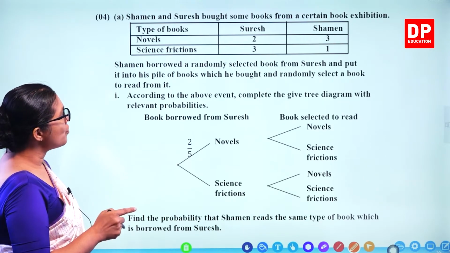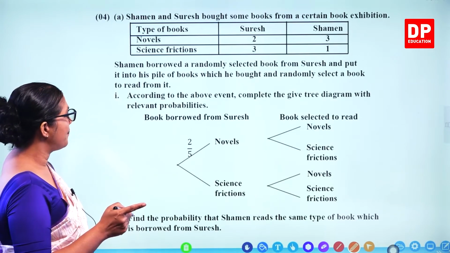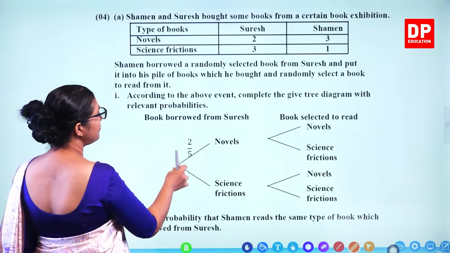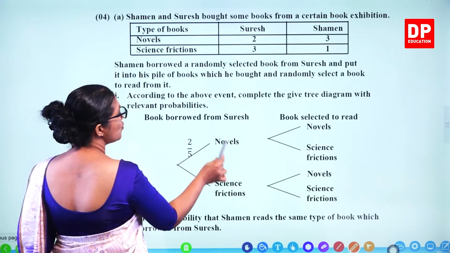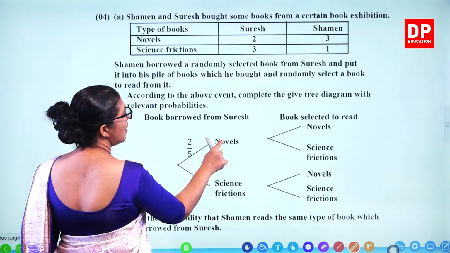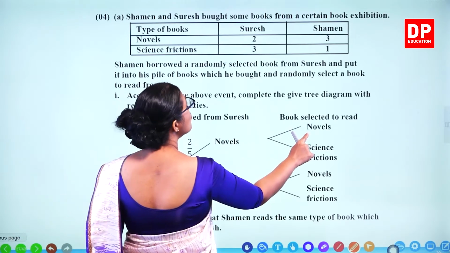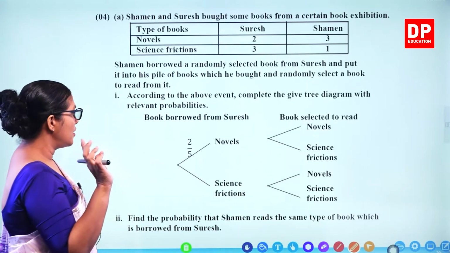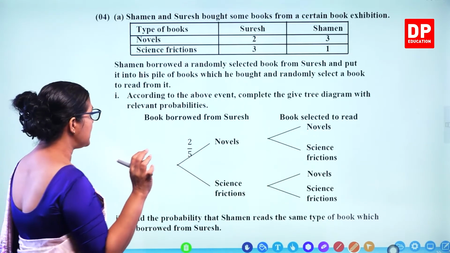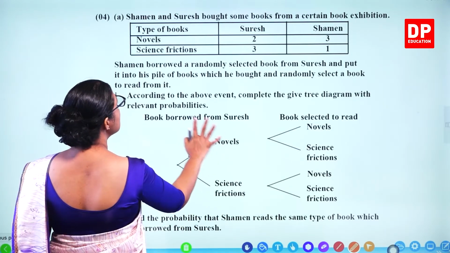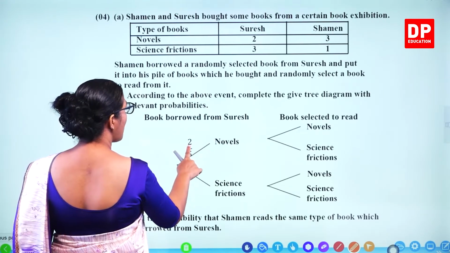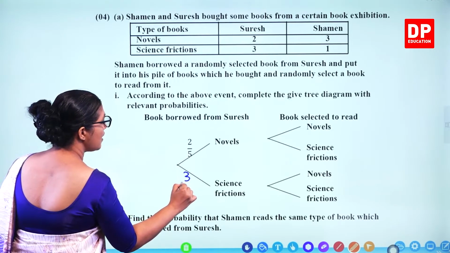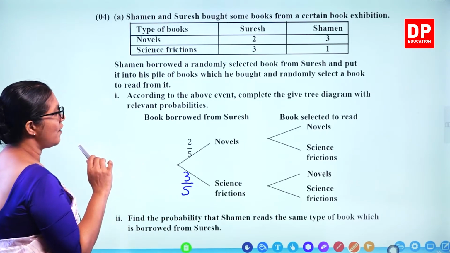Book borrowed from the Suresh and book selected to read. Here Suresh, if Suresh gives a novel to Shamin, Shamin has one more novel. So we have to be careful with the probabilities. So we'll first take Suresh. Suresh has 2 novels out of 5. And how many science fictions? 3 out of 5. So that's the initial value.